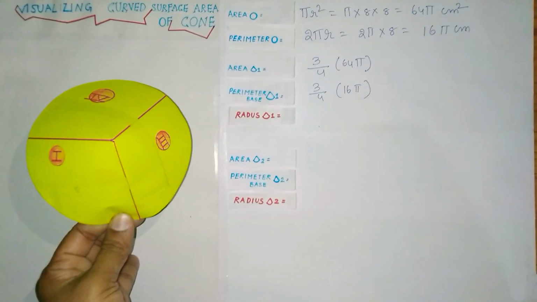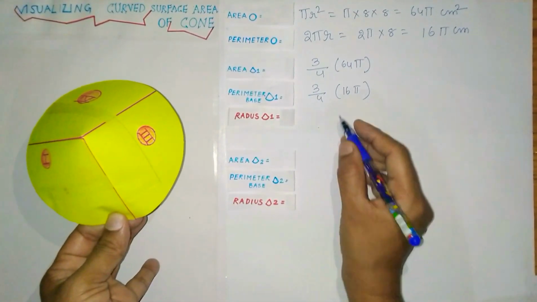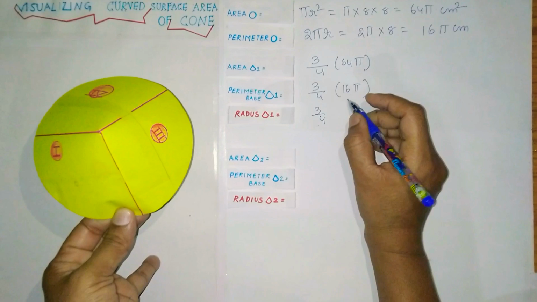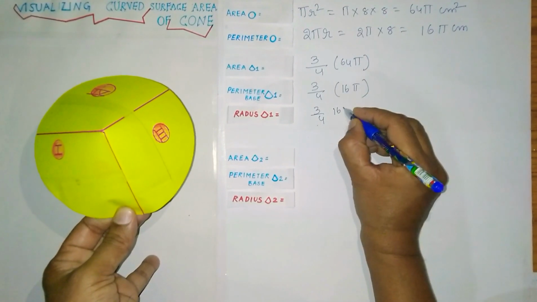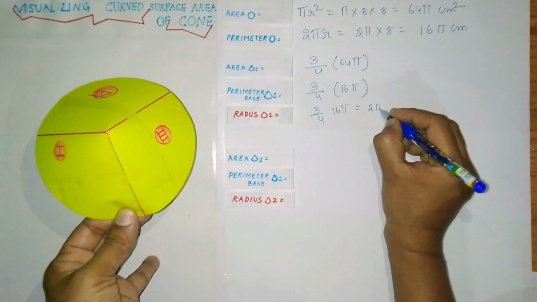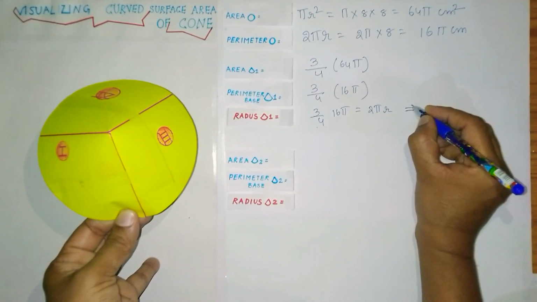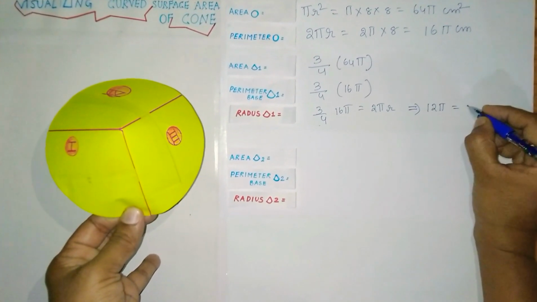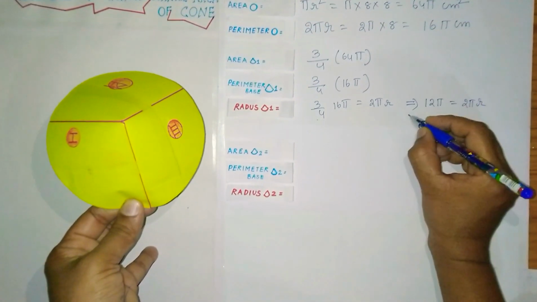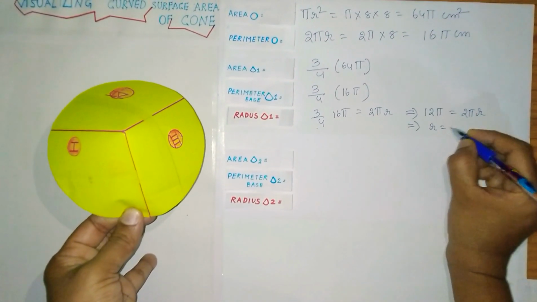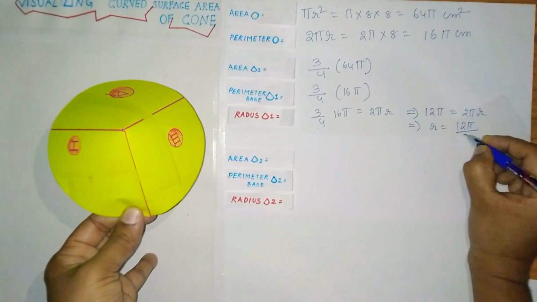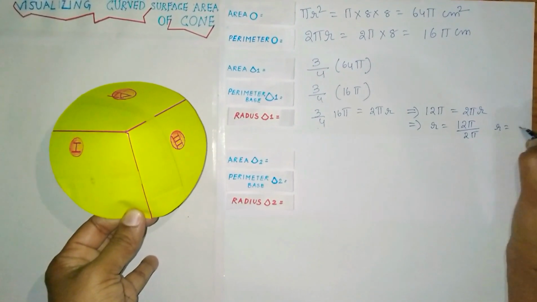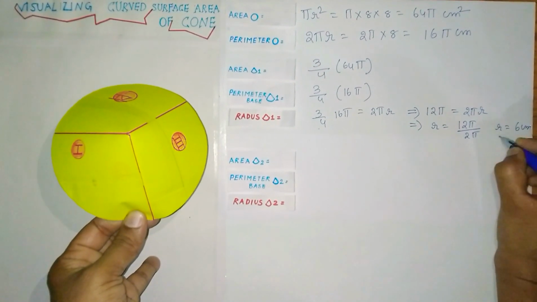Now the radius of this base: 3 by 4th of 16 pi is equal to 2 pi r, which is 12 pi equals 2 pi r. Therefore r is equal to 12 pi by 2 pi. R is 6 centimeters.